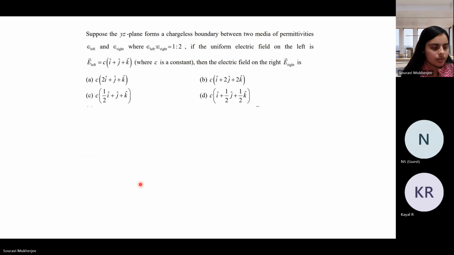Okay. So this is another question which says that suppose your YZ plane forms a chargeless boundary between two media with different permittivities. E left is to E right is given as 1 is to 2. On the left, your electric field is given. What you have to find is the electric field on the right.